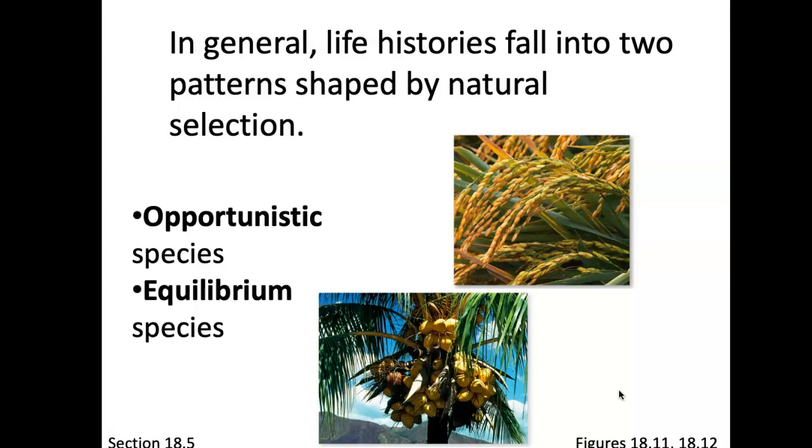So we say that life histories fall into two general patterns that are shaped by natural selection. It's either opportunistic, like make thousands of seeds and let them be, or an equilibrium species that can actually take care of those seeds but have a whole lot fewer of them, but hang on to them and protect them until they can be dispersed.